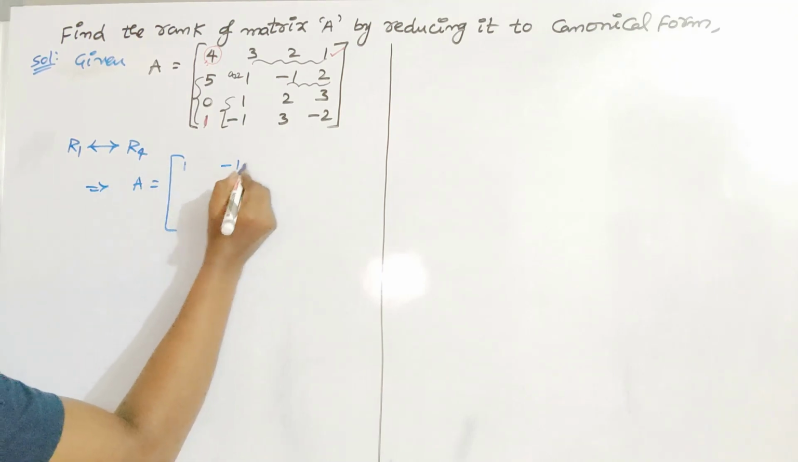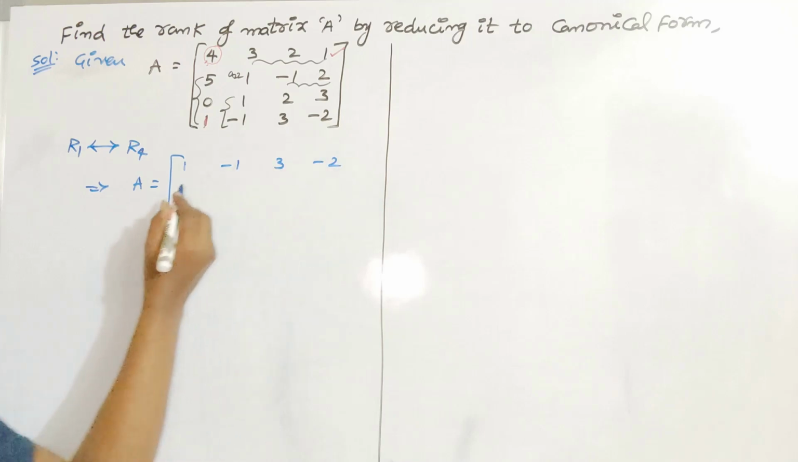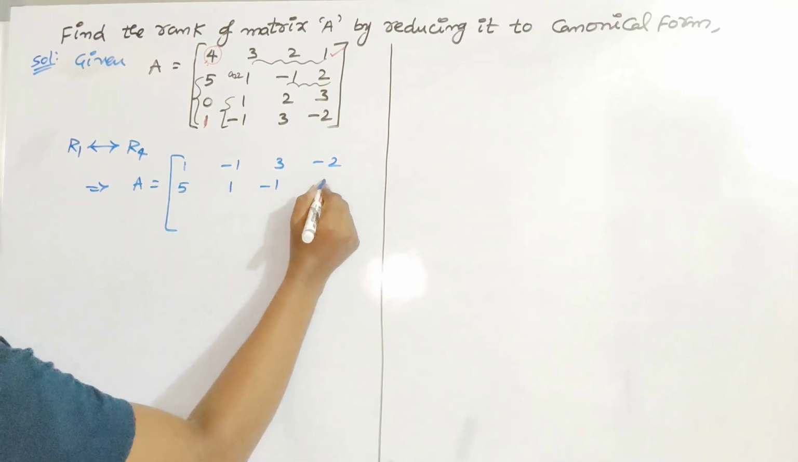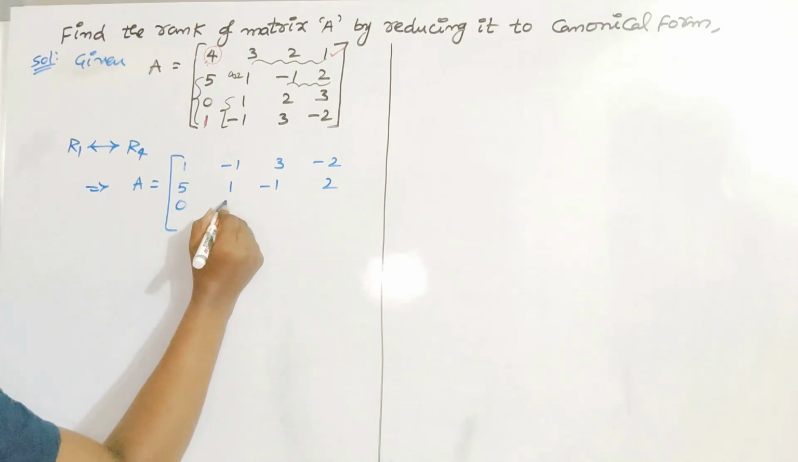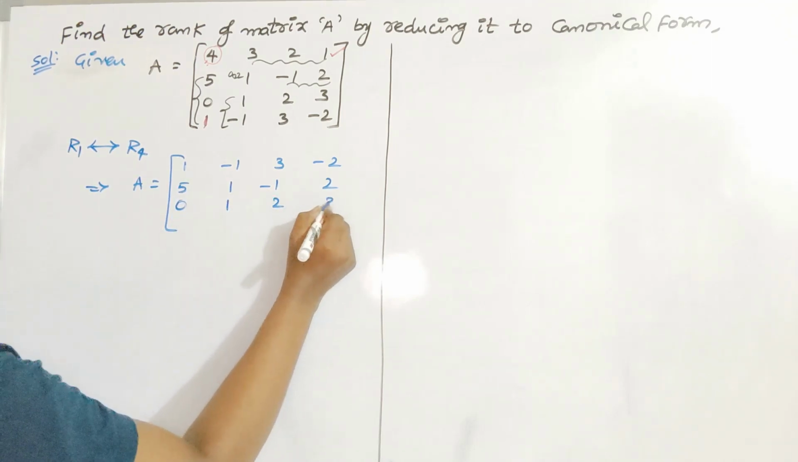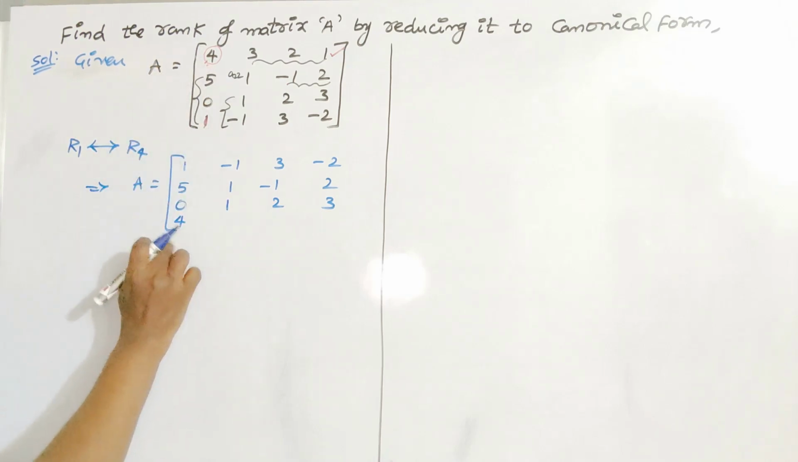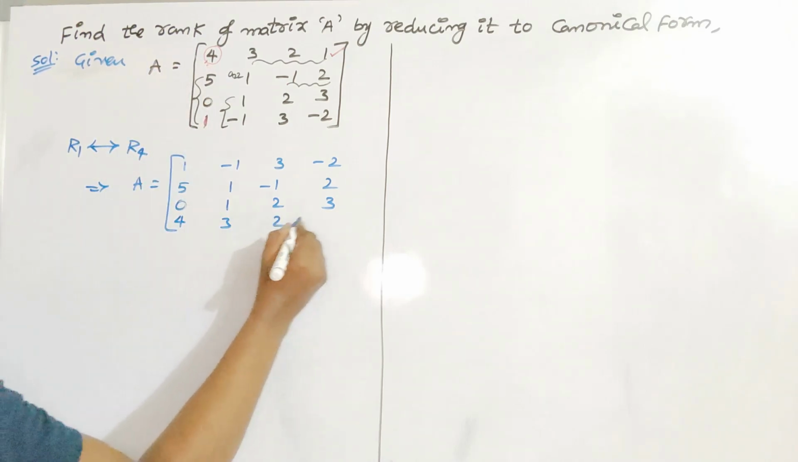1, minus 1, 3, minus 2. Next 5, 1, minus 1, 2, then 0, 1, 2, 3. Next write this first row here: 4, 3, 2, 1.